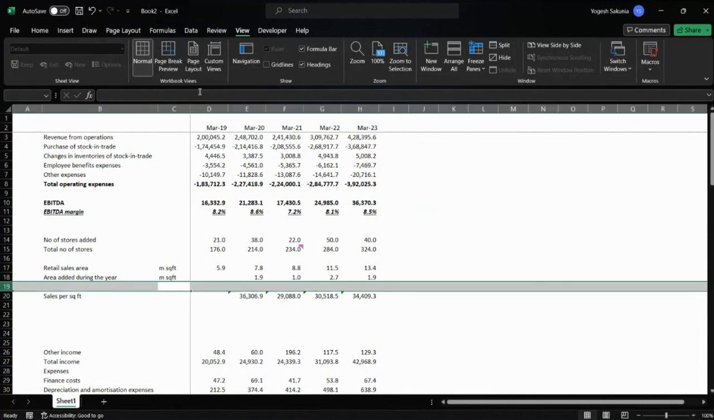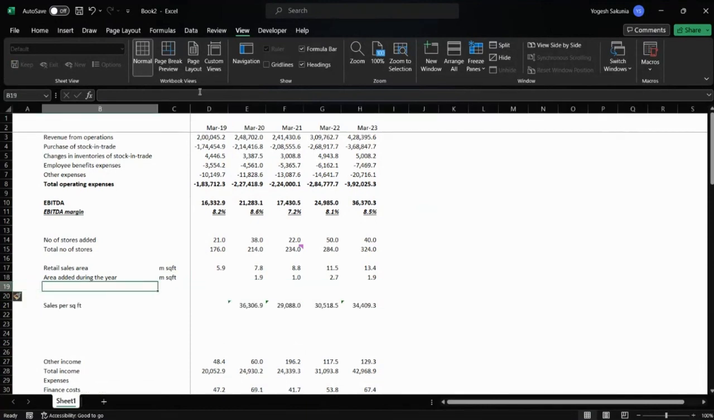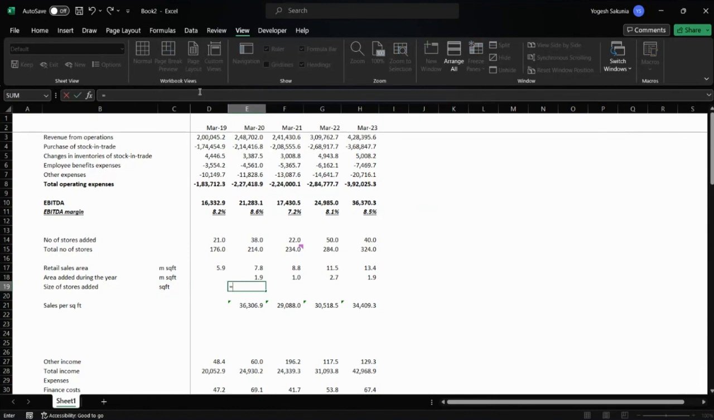And then we also want to understand what is the size of each store that is available to us currently. So what we'll do is, what is the size of stores added, and this we will do in SQFT, square feet. So it is basically this into 10 power 6, because it is in millions, divided by number of stores added.